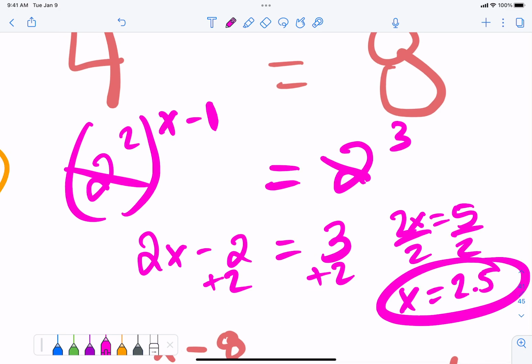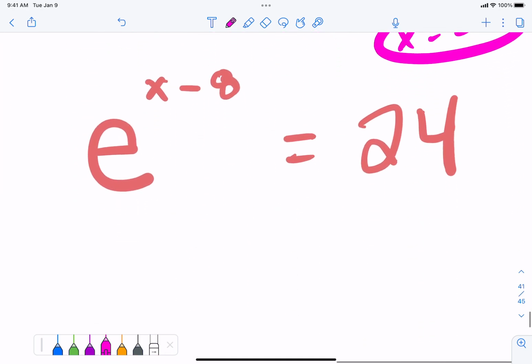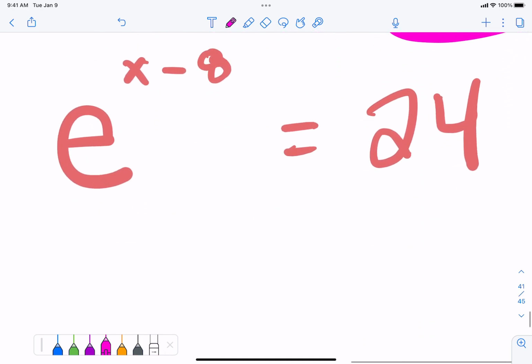Now, if you use logs, you probably got 2.5 again, right? And that's fine. Okay, all right, do this one: ln of x minus 8 equals 24. Well, ln of 24. Very nice. Now I don't know the number, so I'm gonna leave it. Go ahead and find me ln of 24.